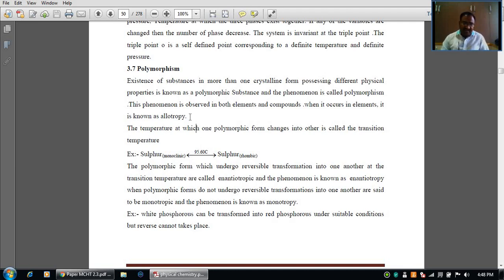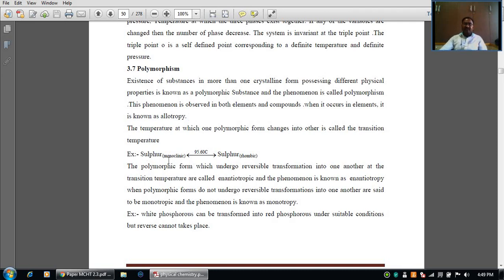Carbon exists in what? Diamond and graphite. Both graphite and diamond are made by carbon only, but the properties are different. The elements are the same, but the molecular arrangements are different. That is called what? Allotropic in nature.